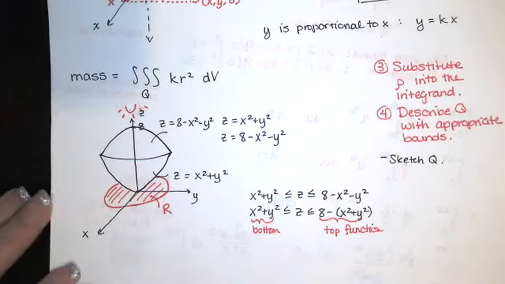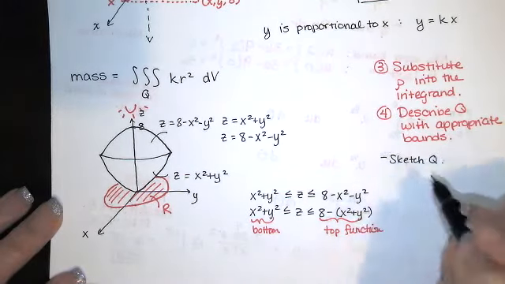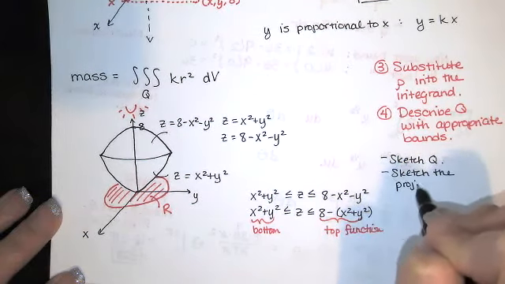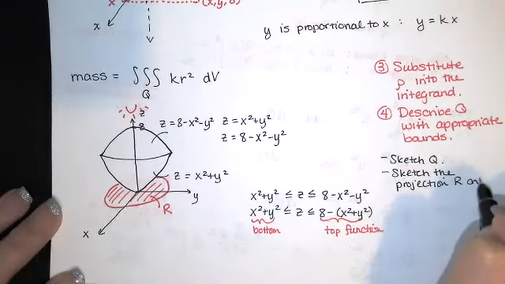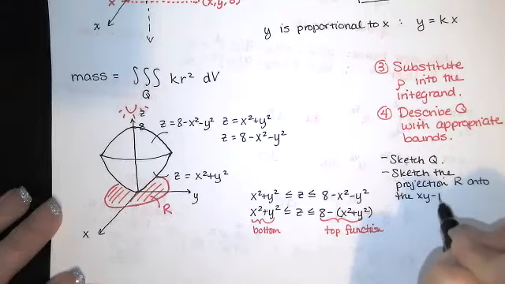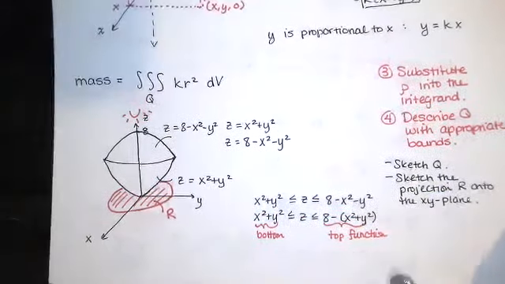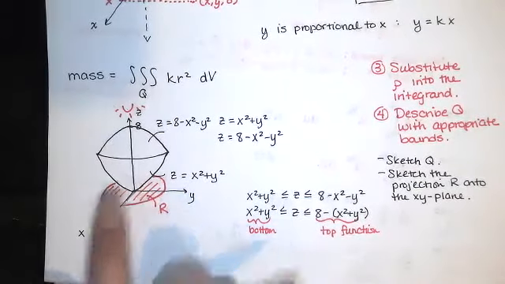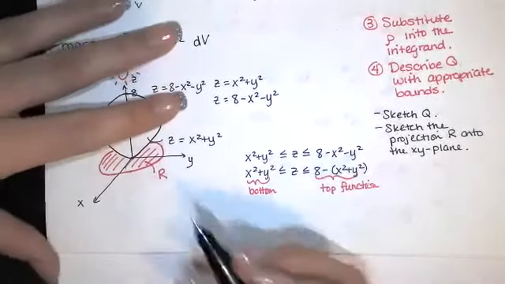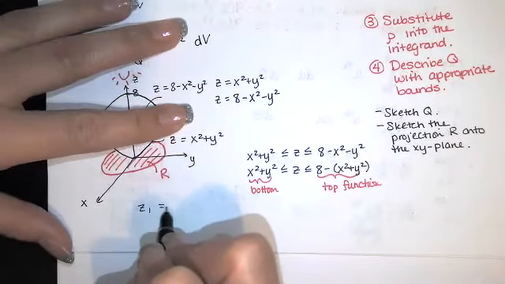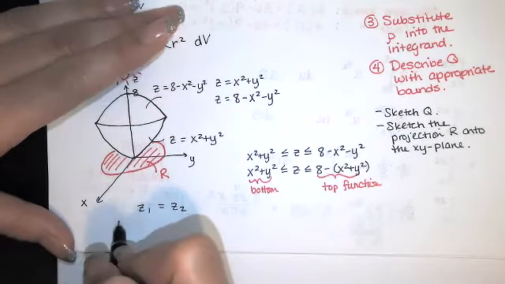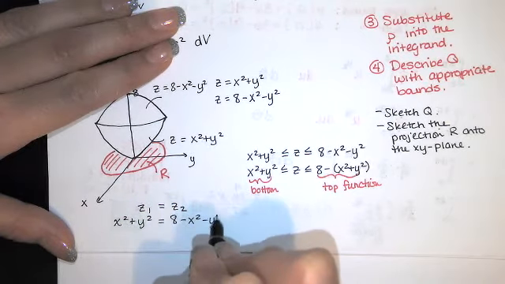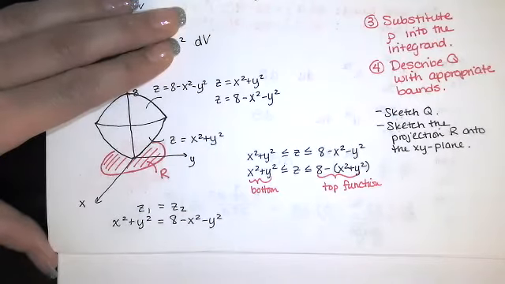And now we need to describe the region R. So we sketch Q, sketch the projection R onto the XY plane. And then to find the boundary of R, we set this z value equal to z value and solve. Actually, I think I'll have enough space here to do that. So I'm setting the top function equal to the bottom function. So that's x squared plus y squared is equal to 8 minus x squared minus y squared. I guess I set the bottom function equal to the top, same thing though.